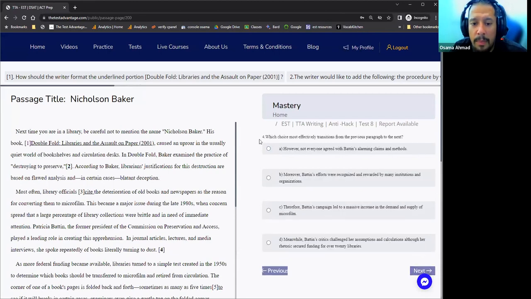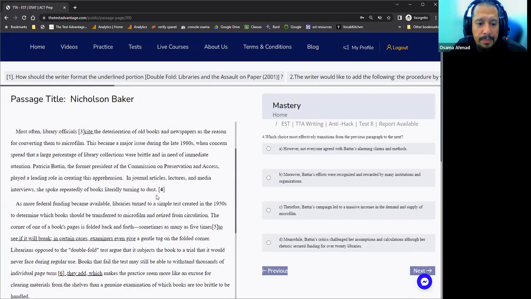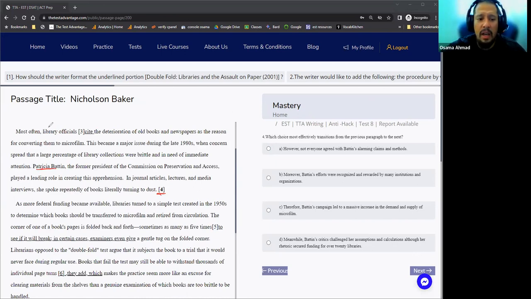Question number four. Which of the following effectively transitions to the following information? Right there, right? Well, the previous information can be kind of عن واحدة اسمها مش فاكر اسمها ايه, Patricia Batten, and she's saying, you know, هي بتخوف الناس, right? بتخوف الناس or something like that. This became a major issue during this. نقرأ من بداية الجملة وبرضو احنا قلنا we want to identify the main idea.